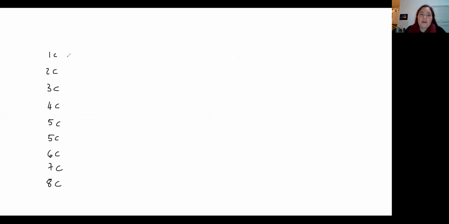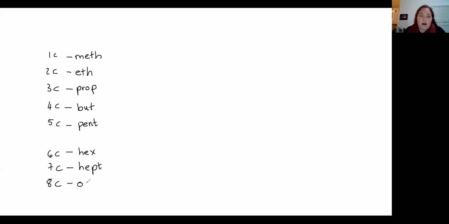All right, so 1 carbon is meth, 2 carbons is eth, 3 carbons is prop, 4 carbons is but, 5 carbons, oh, I did 5 twice, that's special. 5 carbons is pent. 6 carbons is hex. 7 carbons is hept. And 8 carbons is oct.